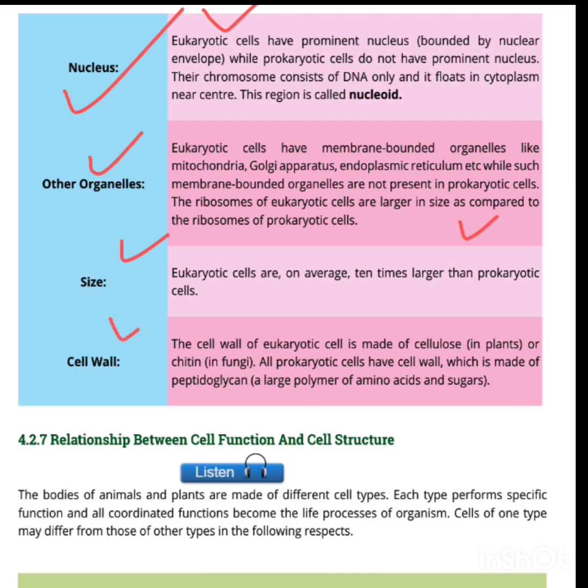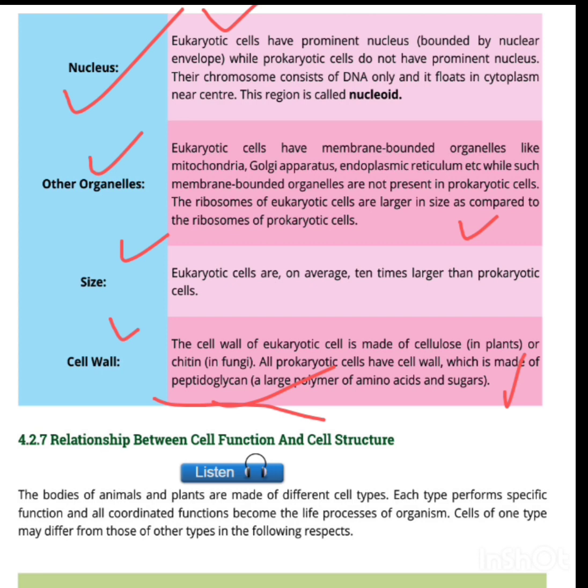And cell wall. The cell wall of eukaryotic cell is made up of cellulose in plants and chitin in fungi. All prokaryotic cells have cell wall, which is made up of peptidoglycan. And what is peptidoglycan? A large polymer of amino acids and sugars. The word peptide comes from peptide linkage, amino acid, and glycan comes from glucose, sugars. So these are some major differences which are present in prokaryotic and eukaryotic cells.